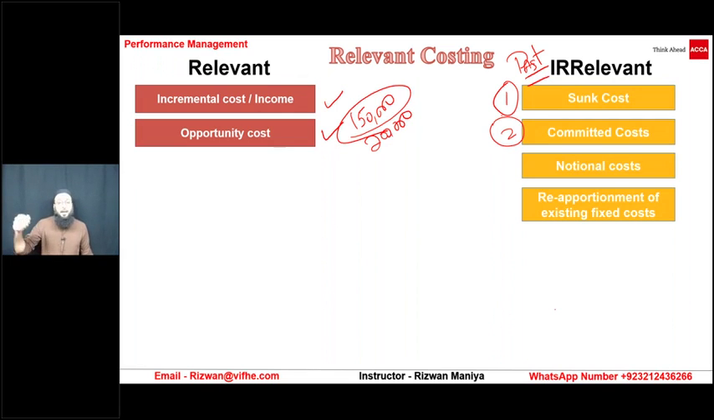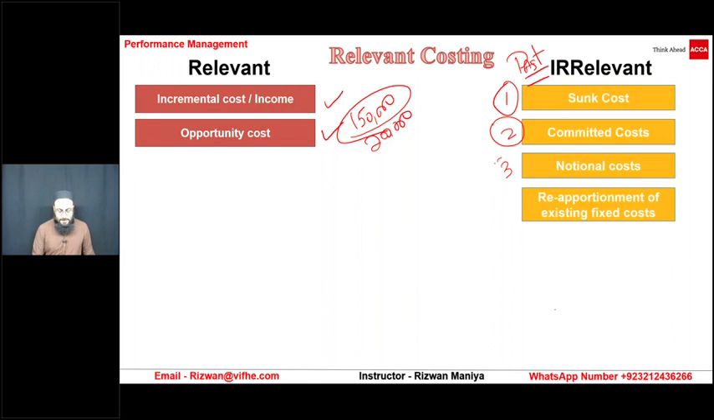Okay, we will pay that in future, but the commitment to pay has been done in the past. So that is not a relevant cost. A quick one: sunk cost is one that has been incurred in the past, before decision making, and committed cost is one that will be incurred in future, but the commitment to incur that has been made in the past. Okay, so that is the difference.